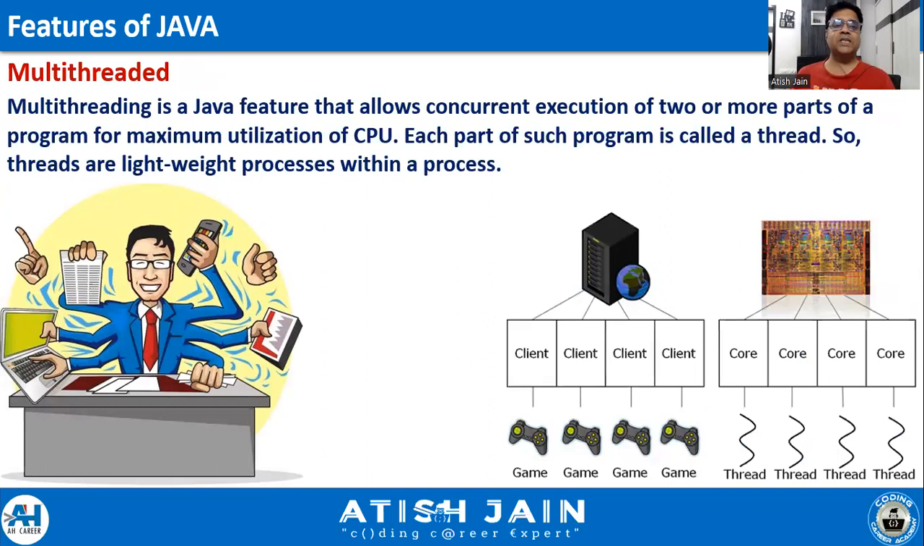The next feature of Java is multi-threading. This is also one of the beautiful features of Java. If you have knowledge of any programming language, then I'll give you an idea. Suppose in C language, you have written one function, F1, then F2, then F3, then F4. You have written multiple functions. So when you run your program, first F1 will run. After completion of F1, F2 will run. After completion of F2, F3 will run. That means these functions will get executed one after the other.